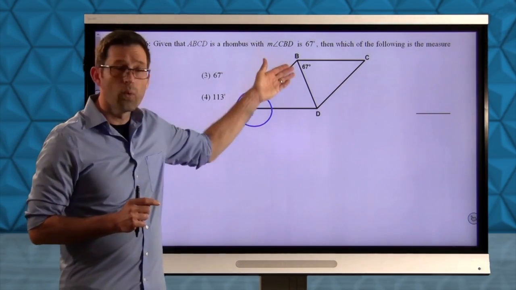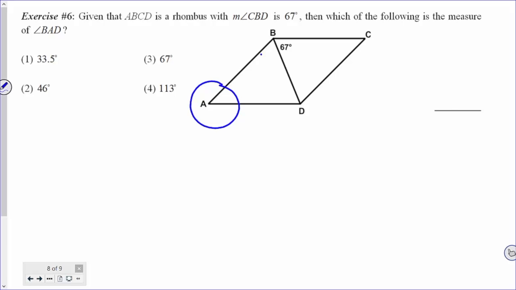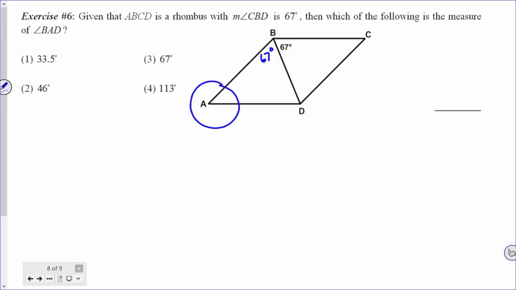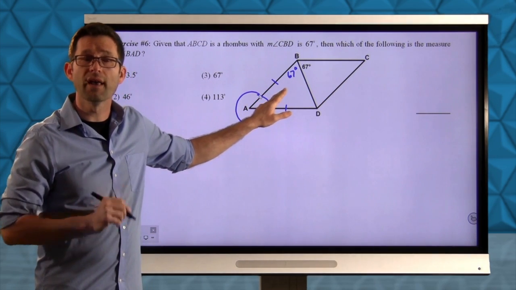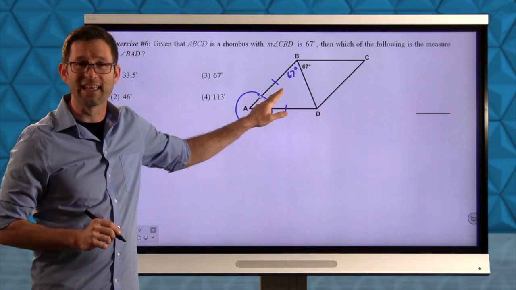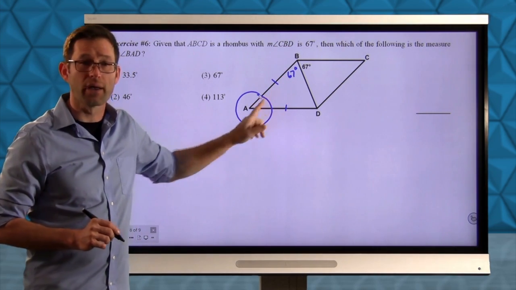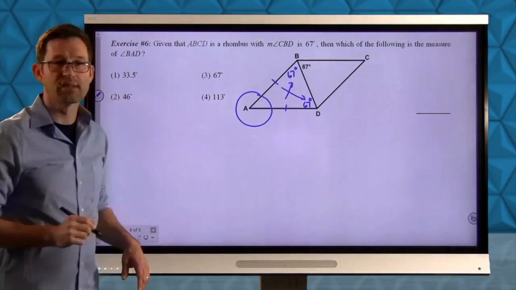Well, one thing we can do, we know that the diagonals of a rhombus bisect the four angles, which means if this is 67 degrees, this is also 67 degrees. All right, that's what it means for the diagonals to bisect it. Now, keep in mind, of course, that these two sides are congruent, and I'm really concerned about this triangle, which is an isosceles triangle, which means that the two angles opposite the equal sides have to be equal in measure. So that also has to be 67 degrees.